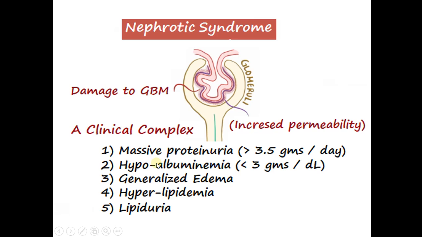So the increase in the synthesis of lipoproteins by the liver and the loss of those proteins that inhibit lipoprotein synthesis leads to an elevated level of the lipids or lipoproteins in the blood, and this condition is known as hyperlipidemia. If the glomeruli or the filtration barrier is damaged, the hyperlipidemia will lead to lipiduria, in which the lipids are excreted in the urine.